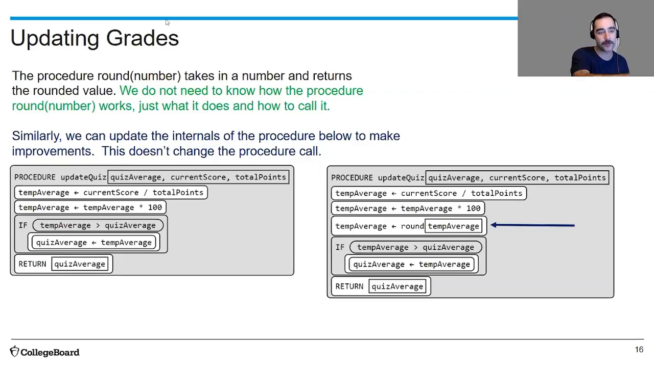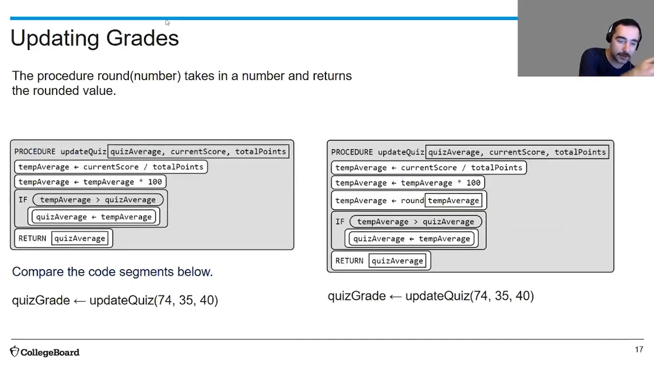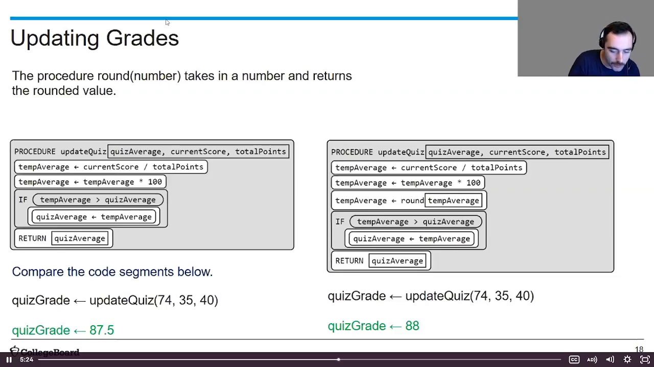and we never have to change how that procedure is called in our program code. So that's a huge benefit. And just to verify that this works, I have the same kind of calls there, but on the left, just like before, it was assigned 87.5. But on the right, because we threw in that round statement, the 88 was assigned to the quiz grade. So that's one benefit of working with a procedure, is the ability to update it as we go and not have to change the calls to the program.